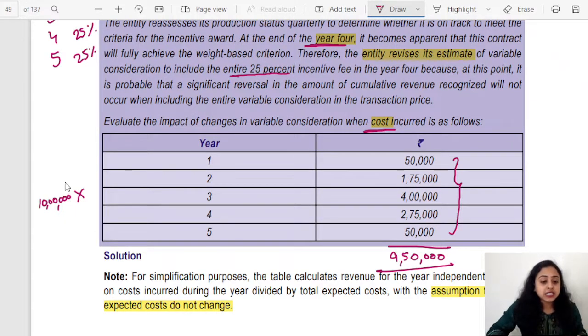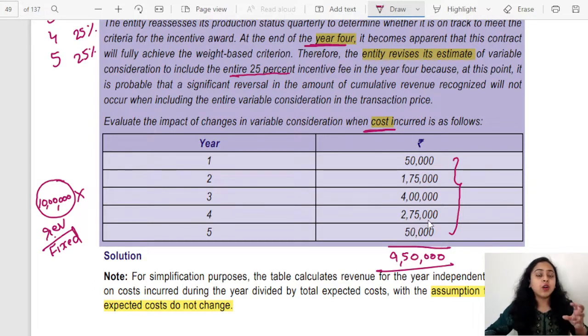Okay, so this is the revenue, fixed revenue. You can say fixed revenue. It will be apportioned on the basis of this cost criteria. For year 1, 50,000 divided by 9,50,000, this ratio. Okay, now let's go to the solution.